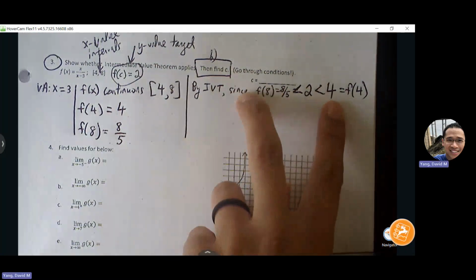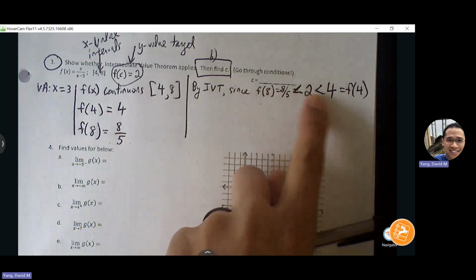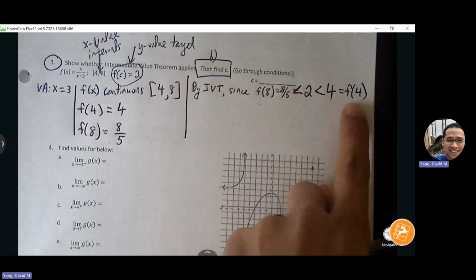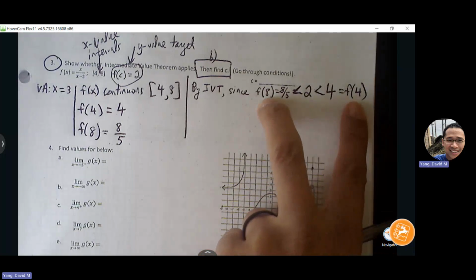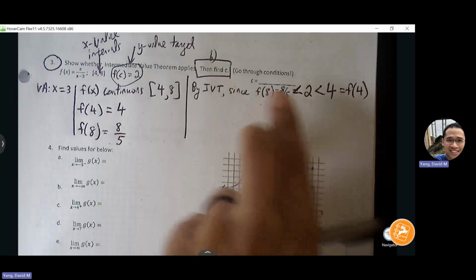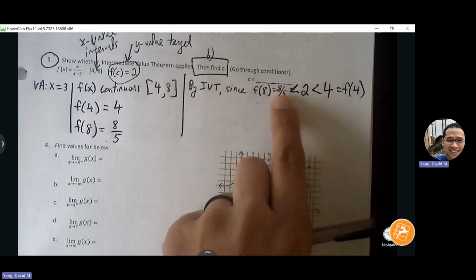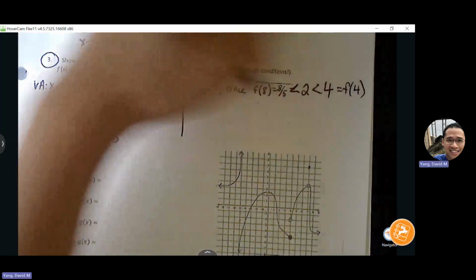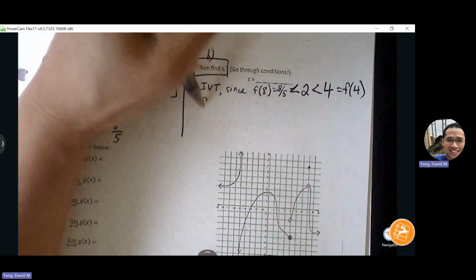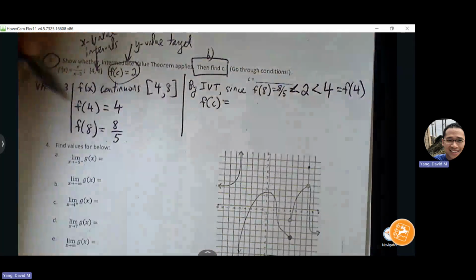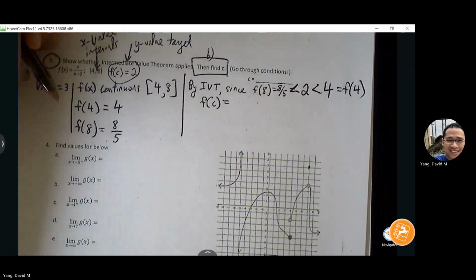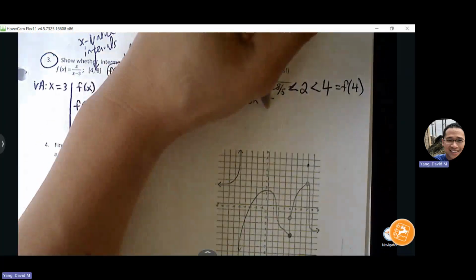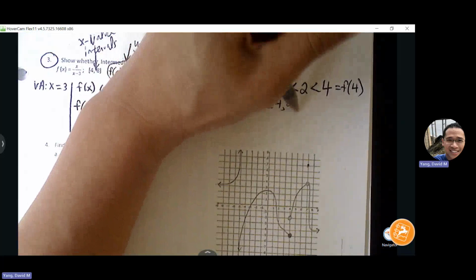It feels like I'm going backwards here, but I like to use less than, so I'm always going to pick the lower value and go to the higher value, even though I'm starting at 8 and going back to 4. Does that make sense? If you want to go from 4 to 8, you can. You just have to use greater than. Okay, so since this is true, we know that f of C must be equal to 2 somewhere on the interval from 4 to 8.